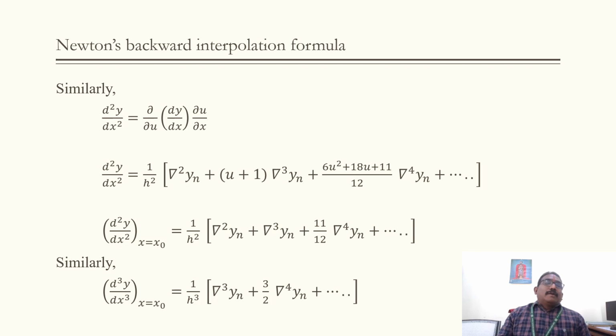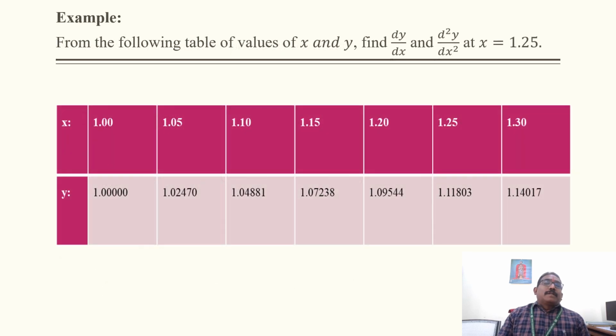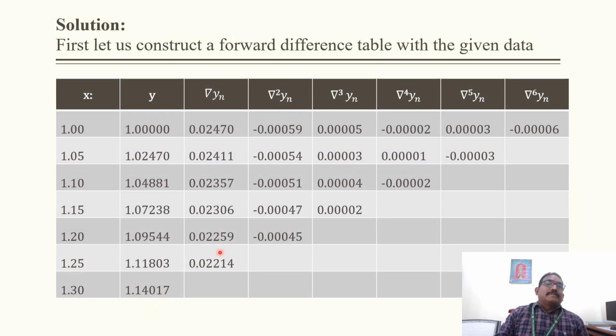Now, we solve a problem using Newton's forward difference formula. From the following table of x and y values, x is given, y is given, with step 0.05, find dy by dx and d square y by dx square at x equals 1.25. So find the first derivative and second derivative at x equals 1.25. First, we construct the forward difference table with the given data.